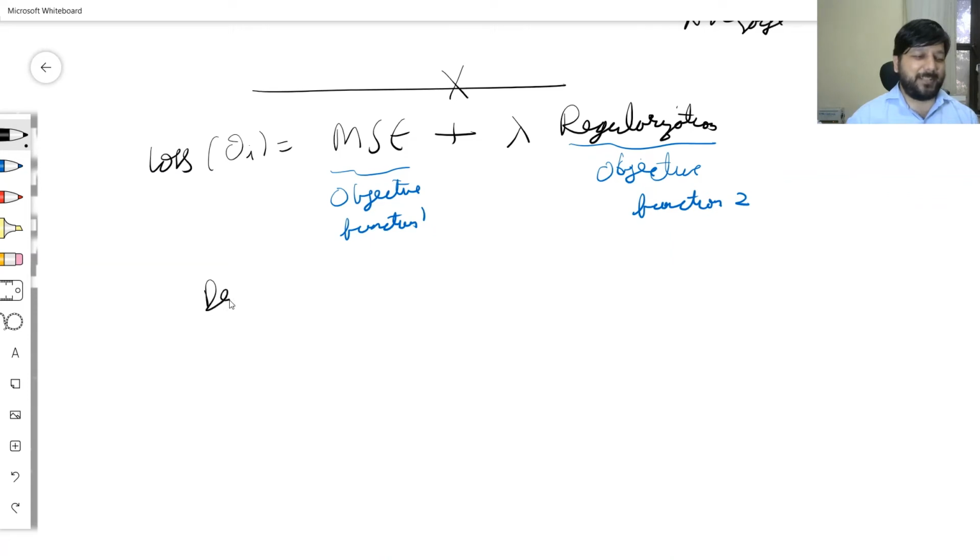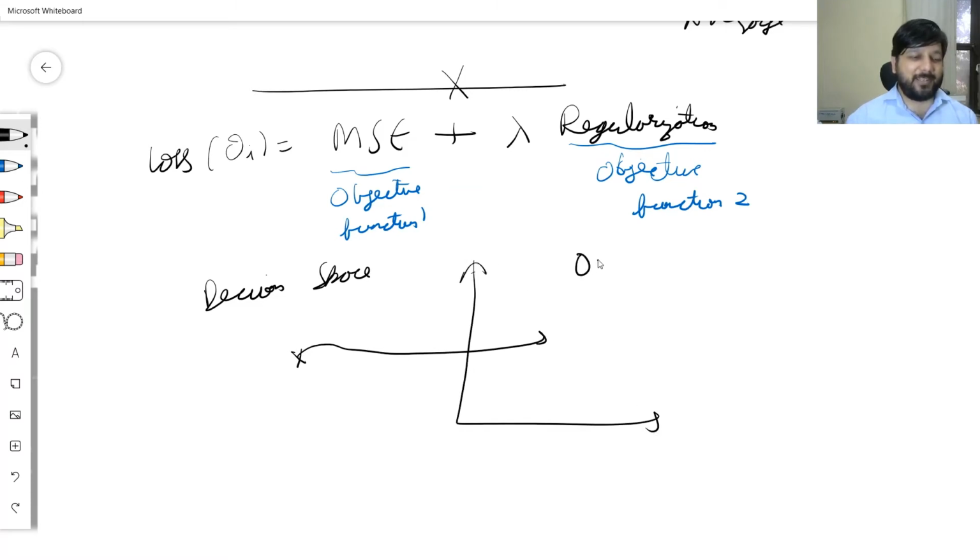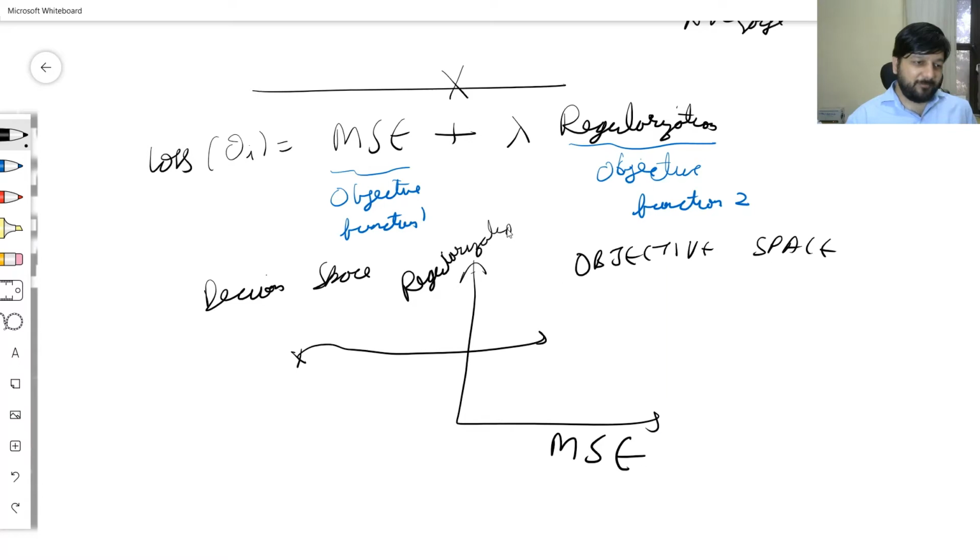So there'll be some decision space here which is not important. However, a point in decision space will be mapped into the objective space, which will have one loss function as the mean square error and the other objective function as the regularization or the complexity. Now, I said that these two need to have a trade-off for best results. Otherwise, optimizing one objective automatically optimizes the other.